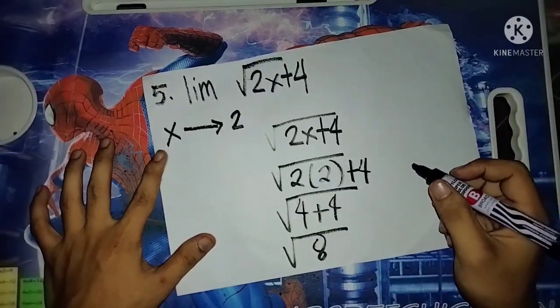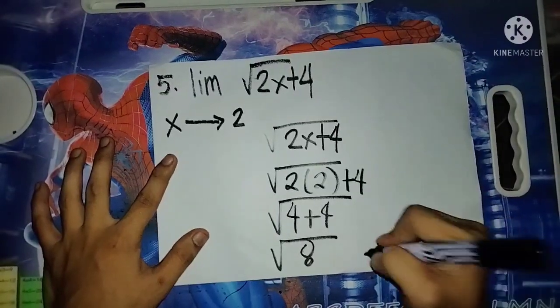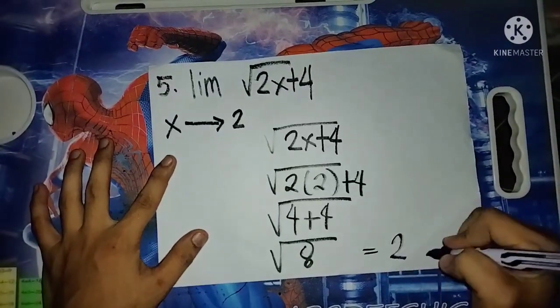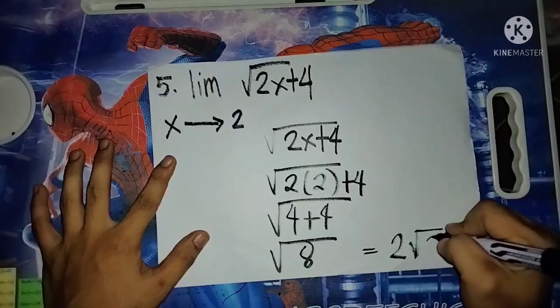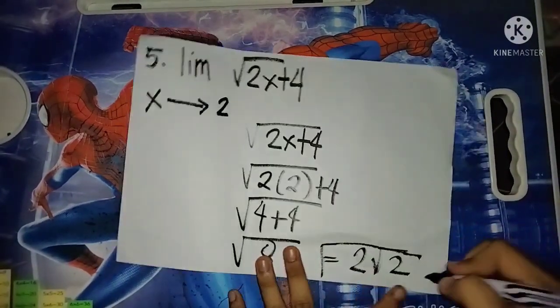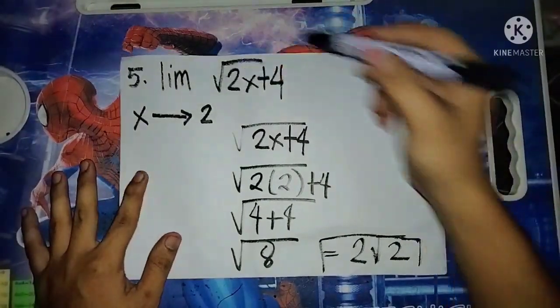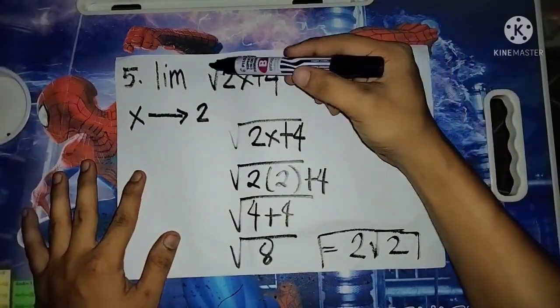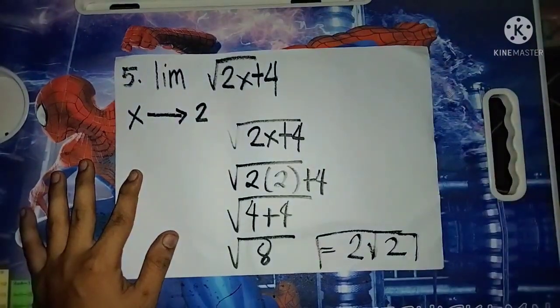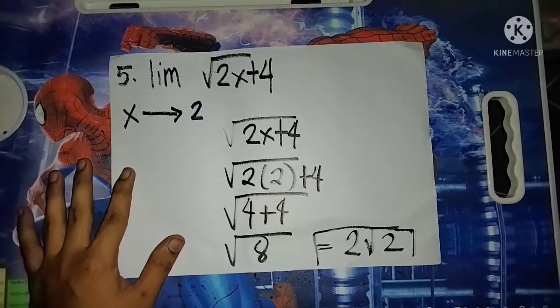So we can simplify the square root of 8. So we have 2 square root of 2. So the limit of the square root of 2x plus 4 as x approaches 2 is 2 square root of 2.